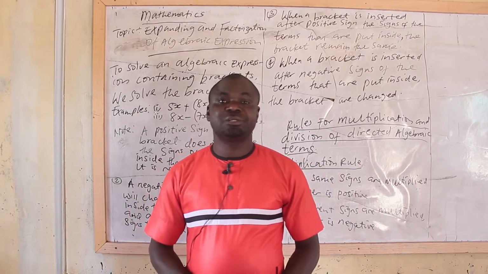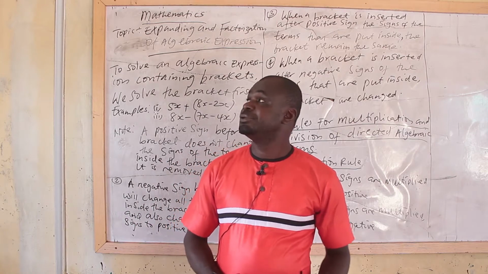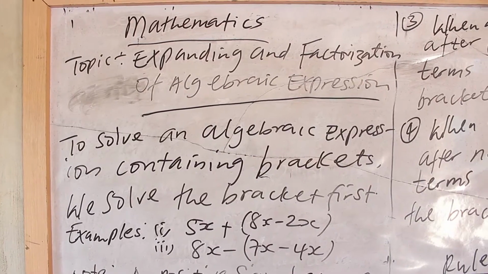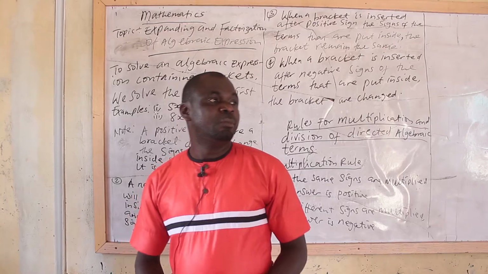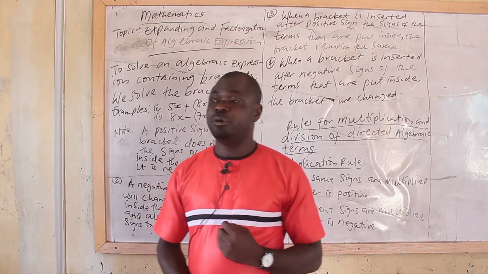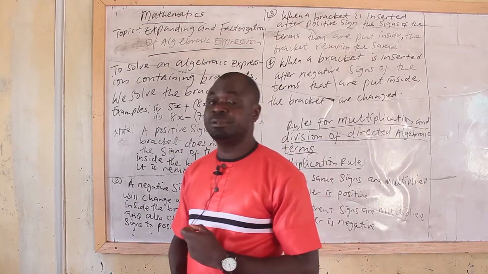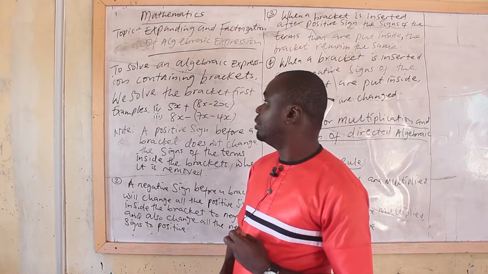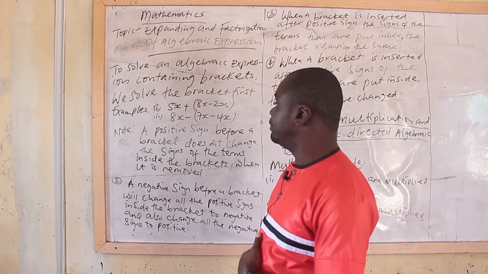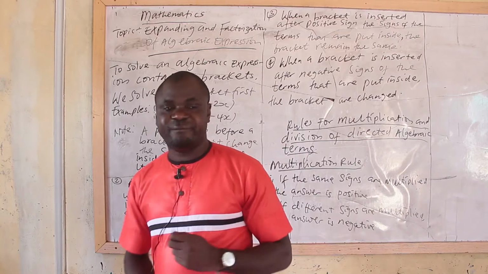Today we are going to start on week 1. So the topic for the week is factorization of algebraic expression. But before we move on, I would like to remind you on what we did in book 1. You should note that to solve an algebraic expression containing a bracket, we solve the bracket first.